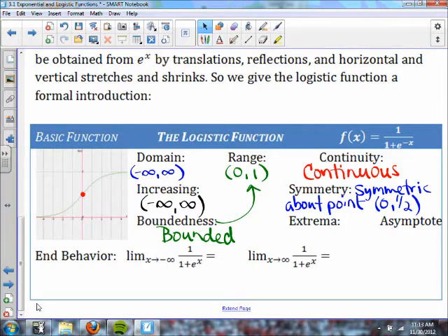Are there any mins and maxes? Remember, mins and maxes, or extrema, occur when it switches from increasing to decreasing or decreasing to increasing. This function is always increasing, so there are no mins or maxes. And then asymptotes. We kind of already talked about this. y equals 0 will be an asymptote, and then y equals 1 will be an asymptote.